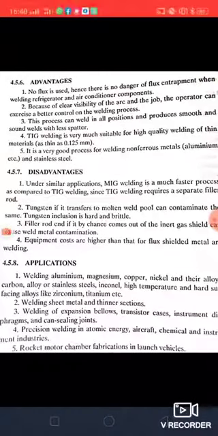If any air draft from the atmosphere comes, the inert gas cloud may disappear, and there is a danger of forming welding contamination. So this type of welding is used in enclosed areas where there is no movement of air. Now the fourth disadvantage is, equipment costs are higher than for flux shielded metal arc welding.